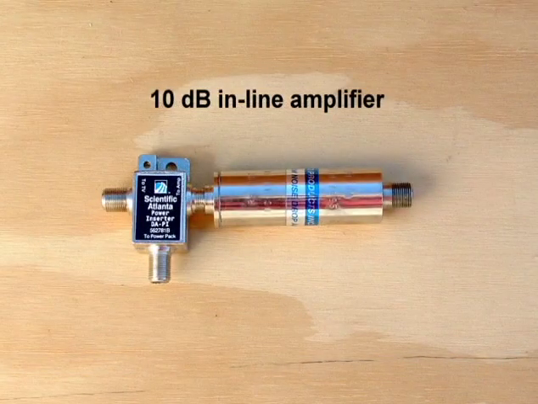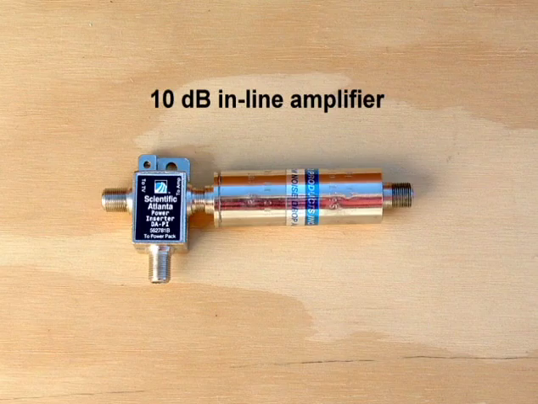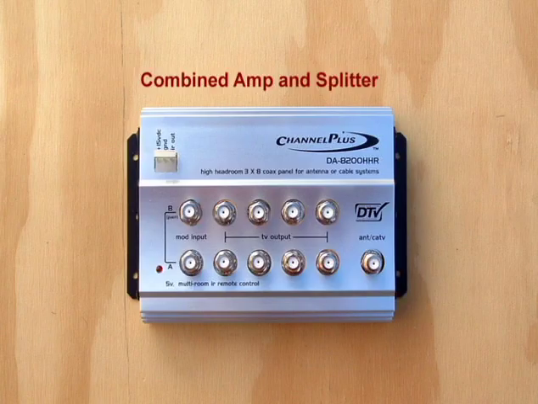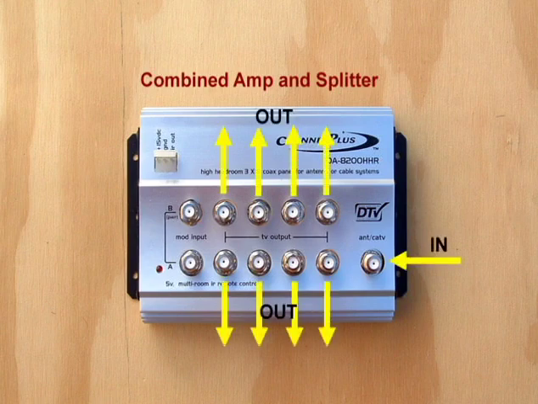A popular amplifier package for residential applications is this inline amplifier. These are usually fixed at 10 dB gain. It requires a companion inline power injector that places DC operating voltage on the coax center conductor. This can be handy when you need gain at a location that's far from a power source. Distribution amplifiers are often combined with splitters in one package, since the two are so commonly used together. One input is amplified to several outputs. We'll talk more about splitters shortly.